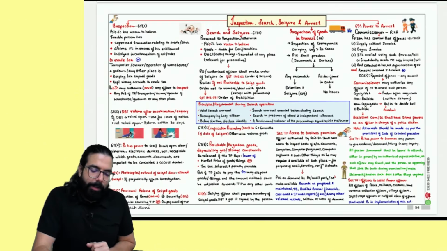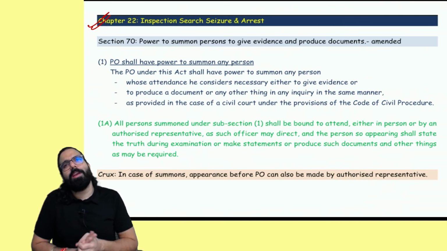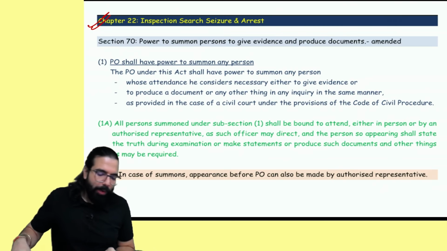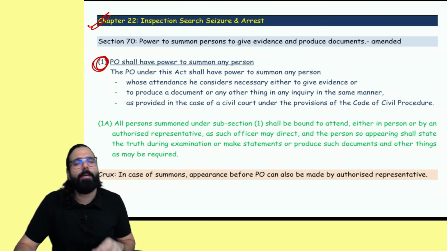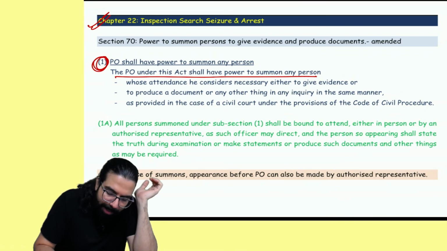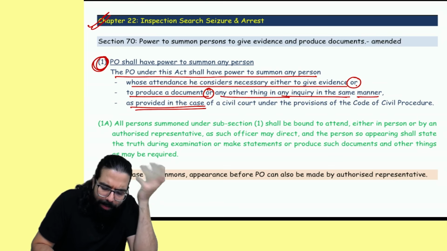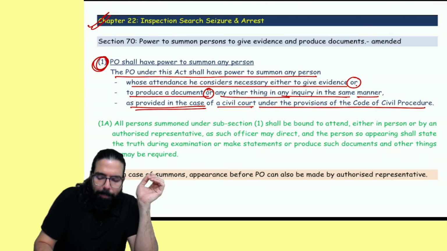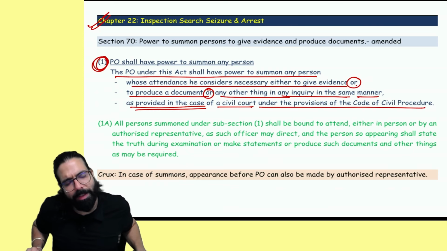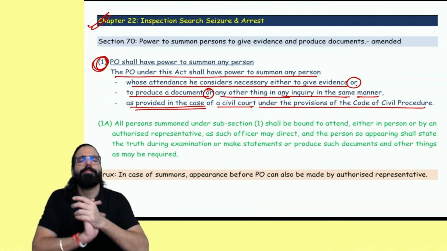Come to inspection. In inspection, section number 70 was there. In section number 70, the first point was already there. The proper officer has the power to summon any person whose attendance he considers necessary to give evidence or to produce a document or any other thing in any inquiry, in the manner provided in the case of a civil court under the Code of Civil Procedure. Basically, the proper officer can go ahead and call anyone to provide evidence. Done, sir. This point is clear.